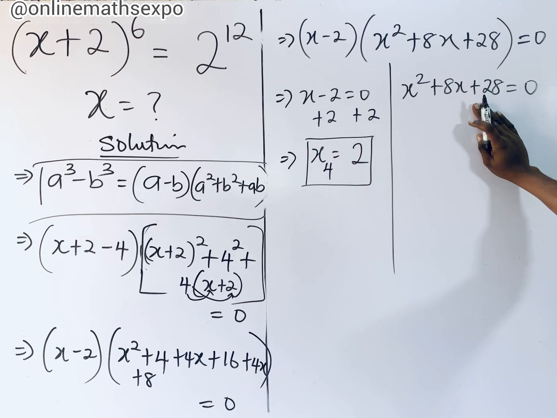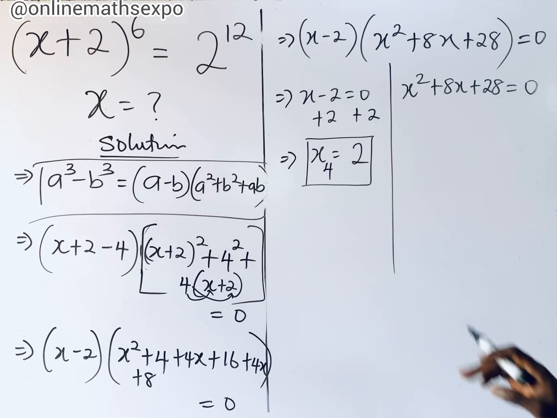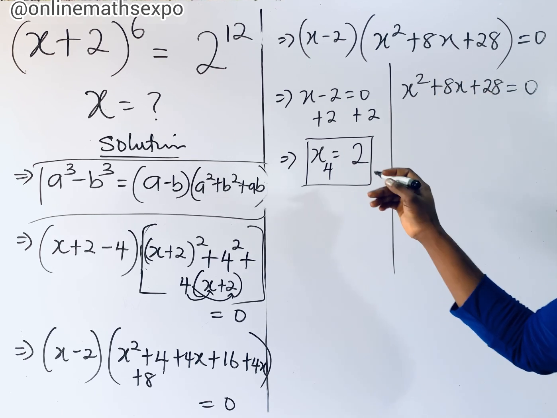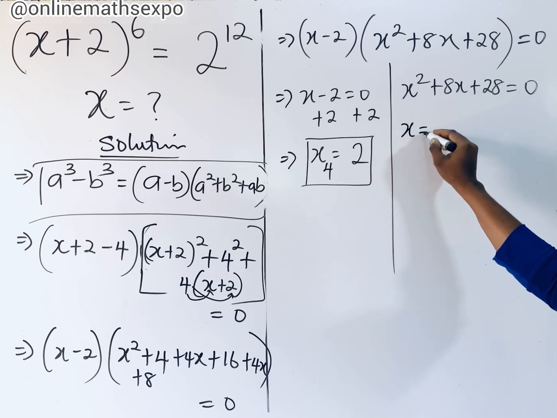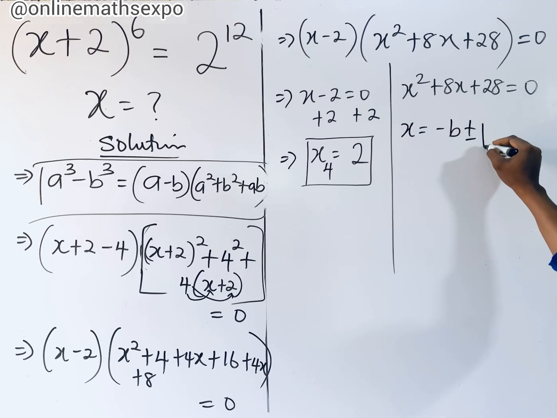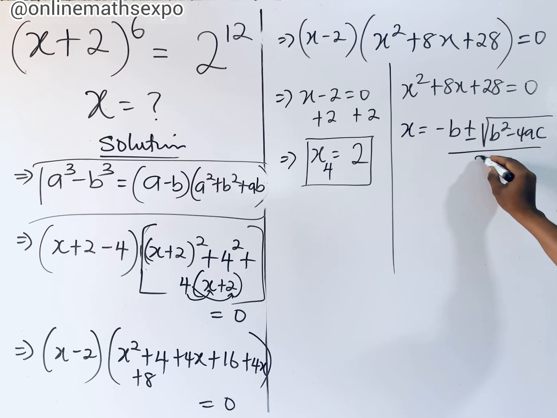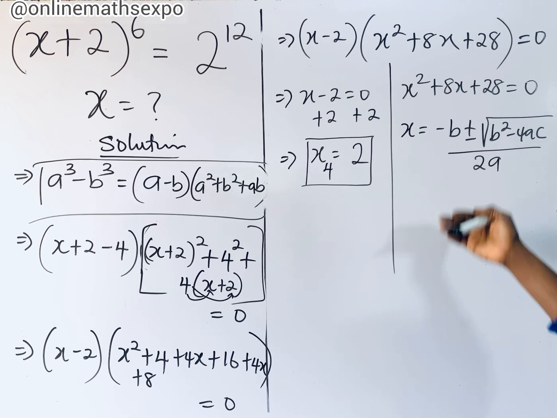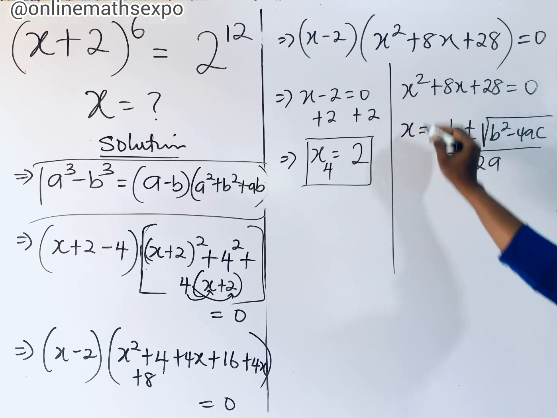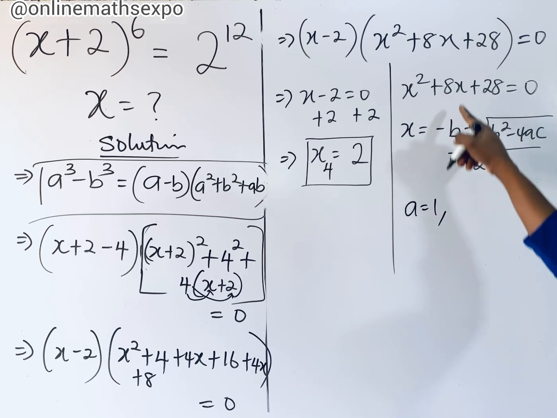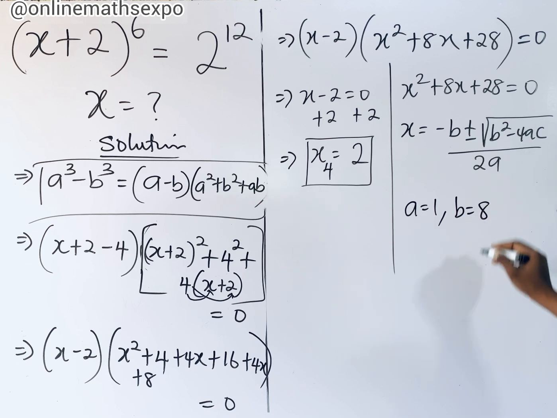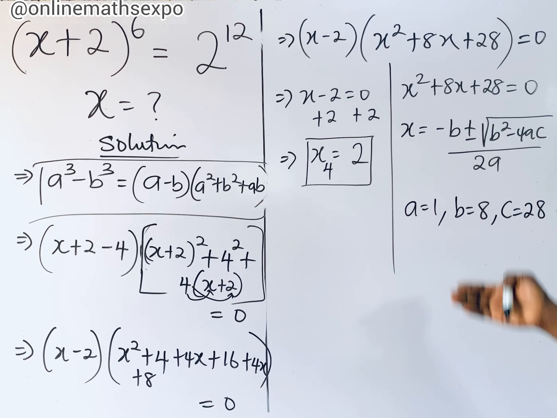Now let's solve for this. This is a quadratic equation because the highest power of x is 2. So to solve this, we are going to use the formula. And we know that for every x is equal to negative b plus or minus square root of b squared minus 4ac, divided by 2a. So in this formula, a is always the coefficient of x squared. So a is 1, your b is the coefficient of x, which is 8, and your c is your constant, which is 28. So we're going to plug this into this formula.